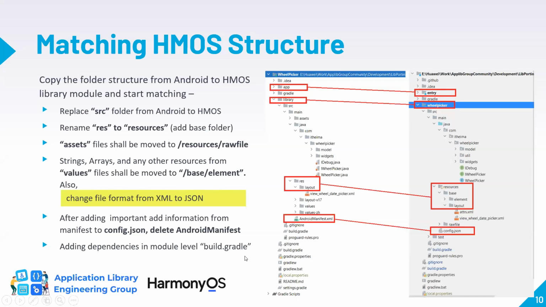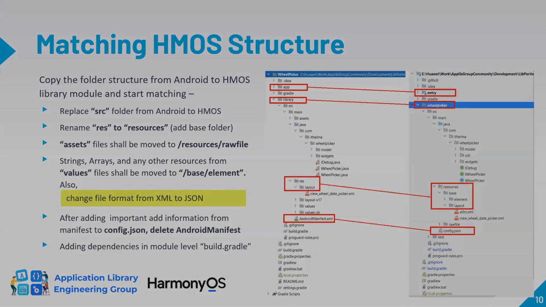And the last point, adding dependencies in the module-level build.gradle. Sometimes the library or the project we are creating can have dependencies on other libraries as well. Let's say in my project, I have used the Picasso library. Those dependencies we would also have to modify. Basically, an Android project will have a dependency on an Android library, right? In our case, because it's a Harmony library, we will have to specify a dependency on a Harmony library. So we will search for the Picasso library in Harmony, which I'll tell you where we can find, and then you have to replace it with the Harmony one.